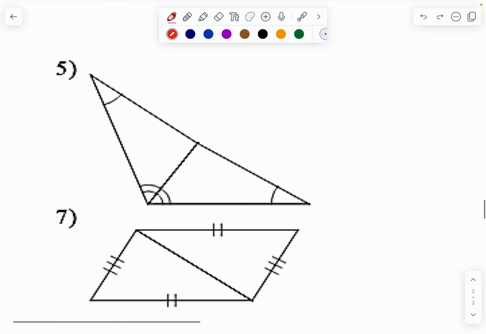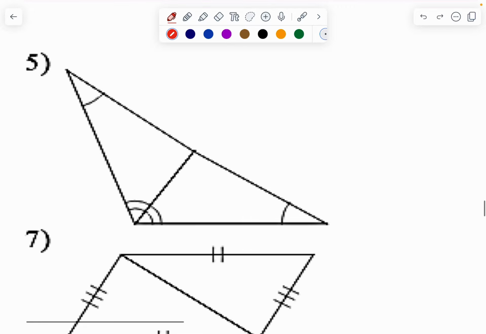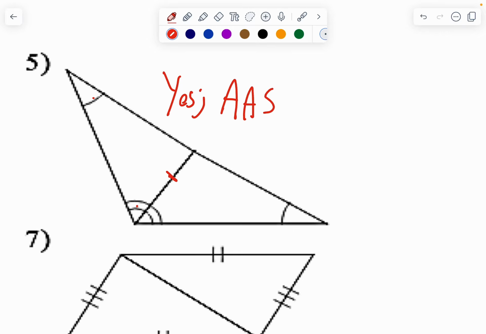We have 5 and we have 7 right over here. Now this time we don't have a set of vertical angles, but we do have this shared side right over here. Two triangles sharing the same side, so that side is automatically congruent. One angle, two angles, and a side that's not in between them. That fits angle, angle, side. So those two triangles are congruent because of angle, angle, side.